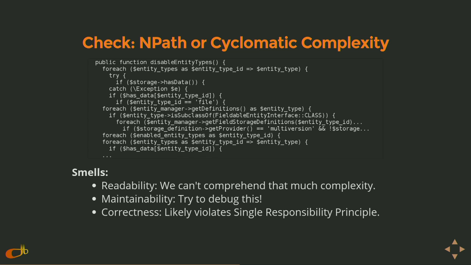So readability, it's hard to understand so much complexity. It's hard to debug. And correctness, if you have so much complexity in a single method, it may be an indication that you're violating the single responsibility principle. So if you see a high complexity value, you may want to break that code out into multiple methods or functions.